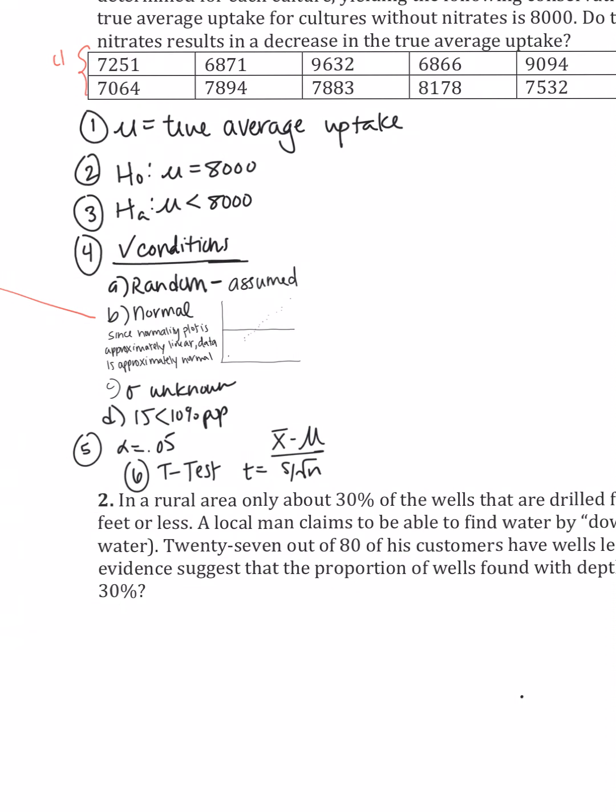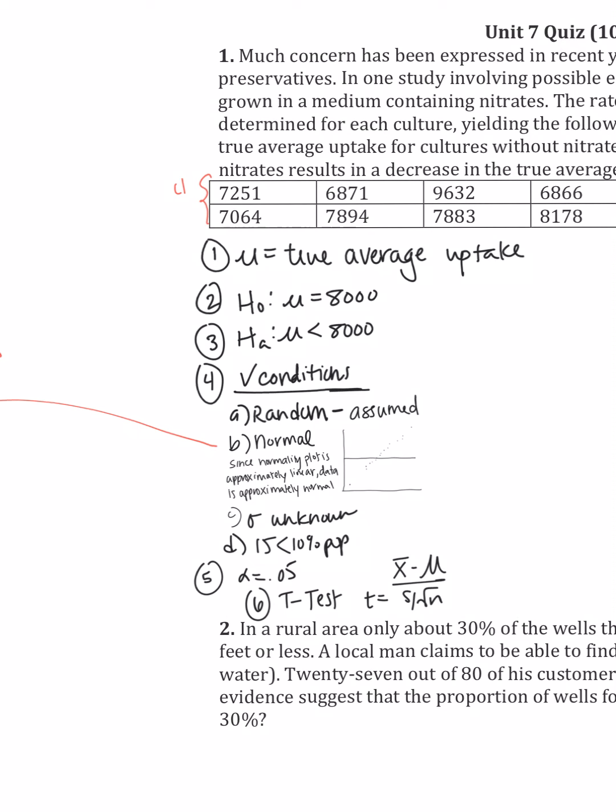So in order to get this data, let's go ahead and run those one variable stats over here. X bar is 7,816.267, and S is 999.354. Cool.